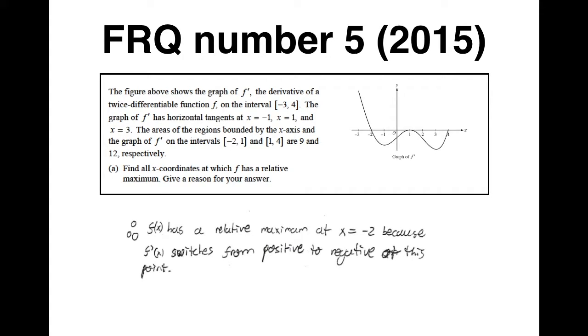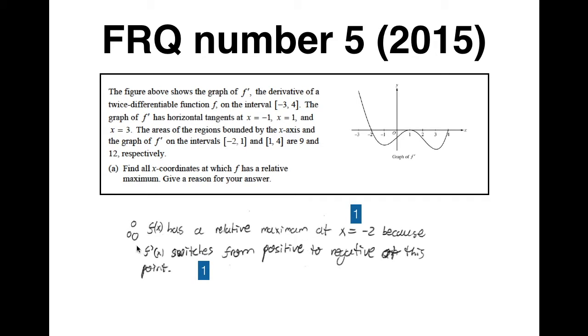Student A says f has a relative maximum at x equals -2 because f prime switches from positive to negative at this point. That's perfectly correct. So we have here the graph of f prime, it's positive and then it's negative. So at x equals -2 it changes sign. So the student earned 2 points, one for identifying the correct value of x and one for giving a reason. Now there are other places where f prime is 0, here and there, so you have to be careful. It's not enough if f prime of x equals 0, it has to change from positive to negative.